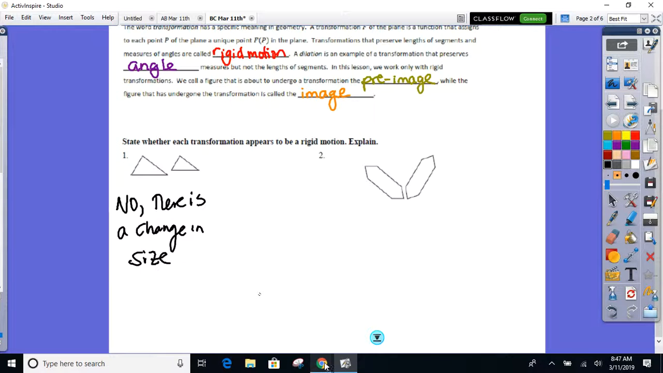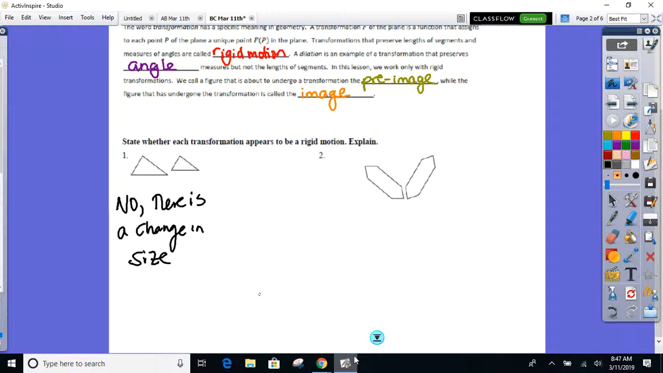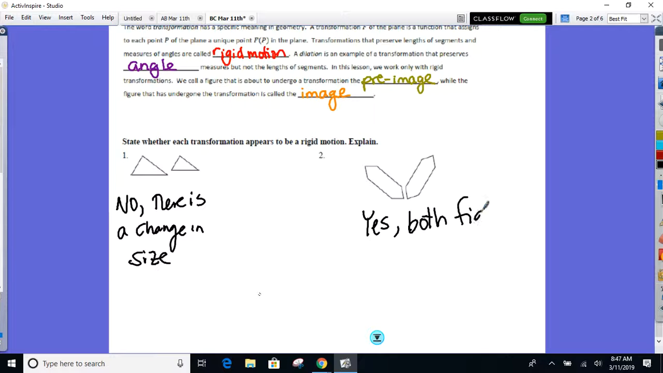Number 2 here. Does it look like a rigid motion was performed? Yes, it does. Why? Well, maybe I did something else other than a reflection, but what do you notice about their size and shape? Yep. Both figures are the same size and same shape.